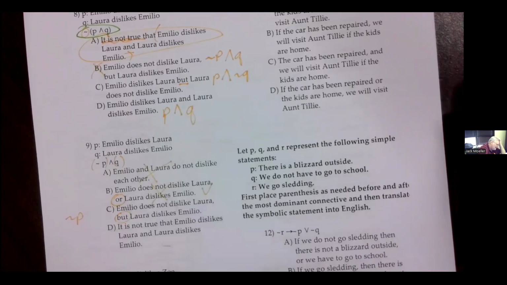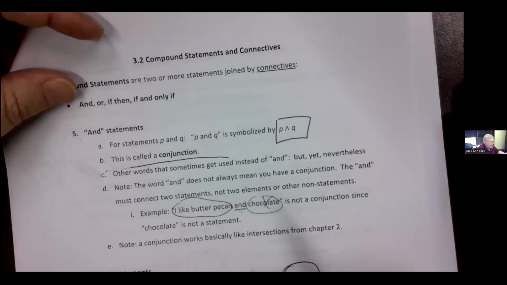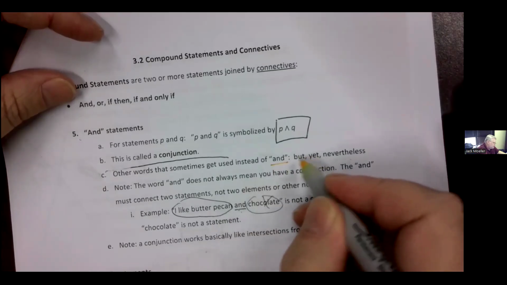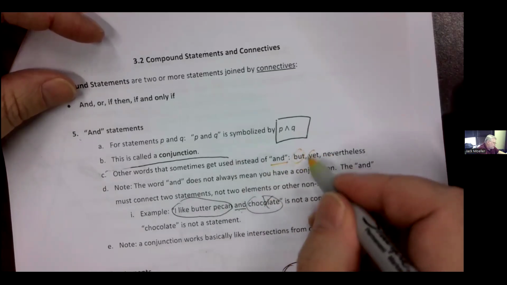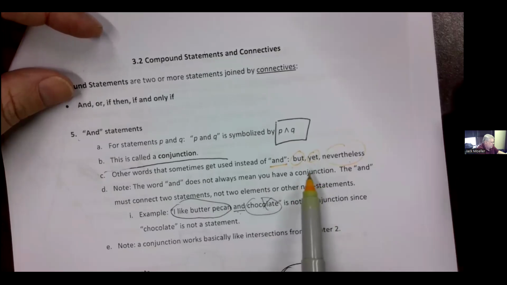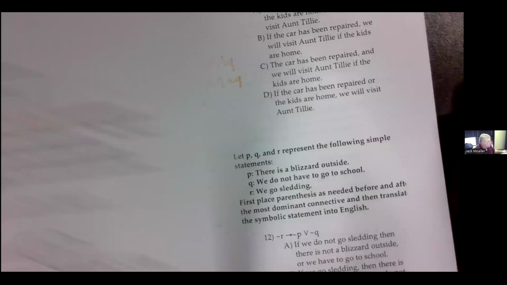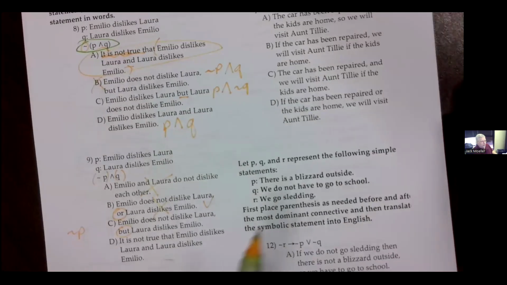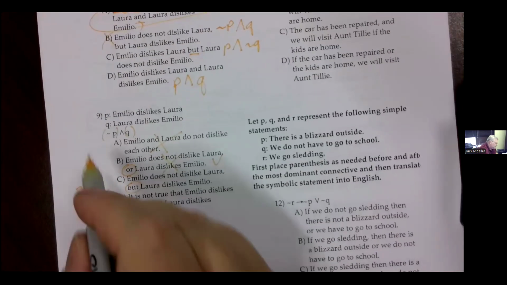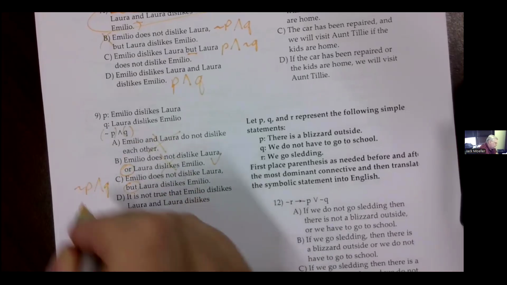But, and this is where you have to be careful, because remember, and, let me pull it back here real quick. The other words we use for "and" are "but," "yet," and "nevertheless." These are words that you need to get familiar with. It looks like in these examples, "but" is coming up a lot. So remember that. So "but" or dislikes Emilio. So there we go.